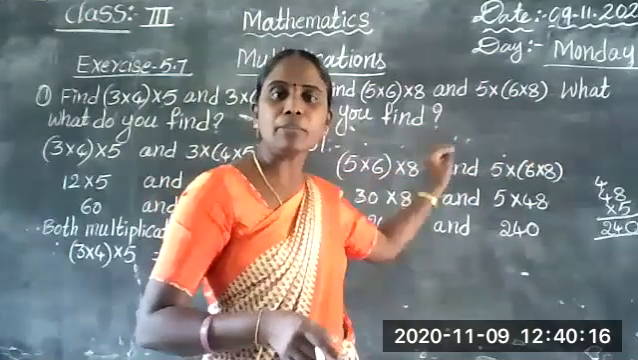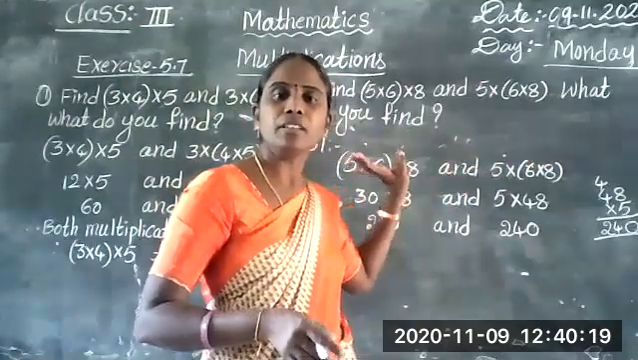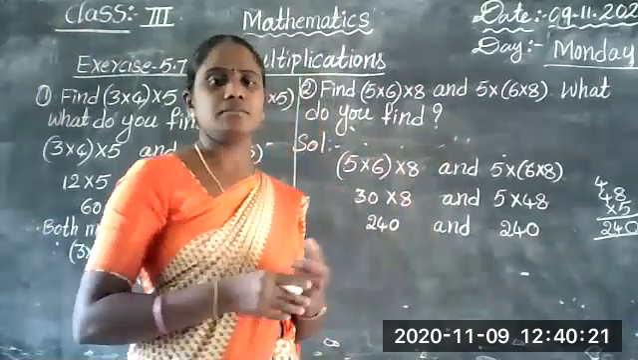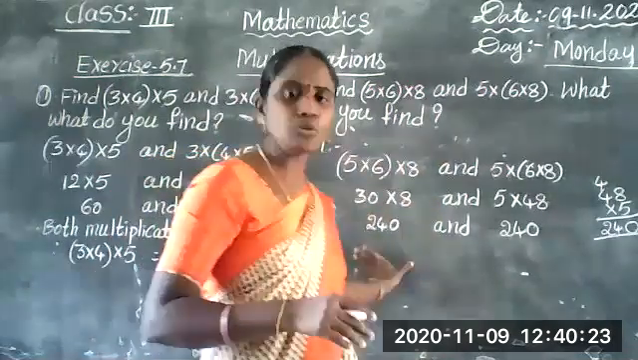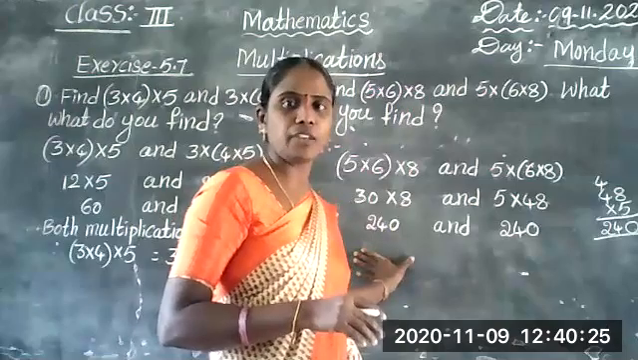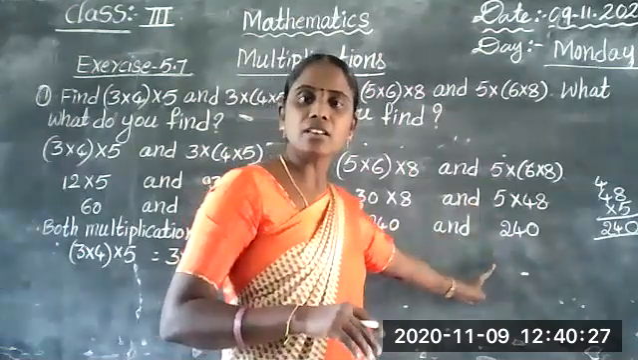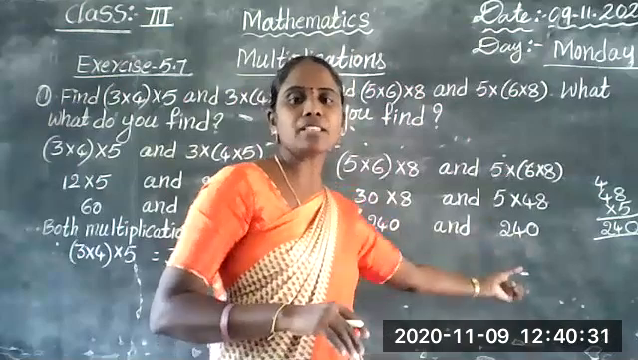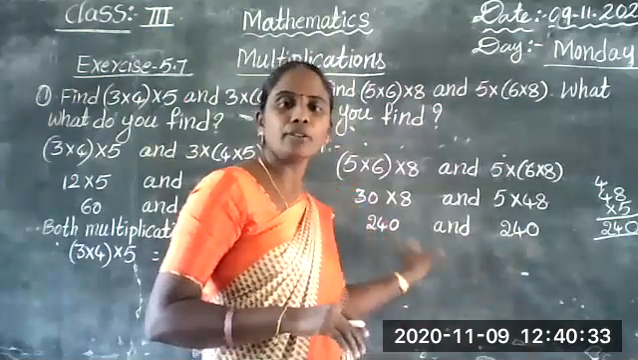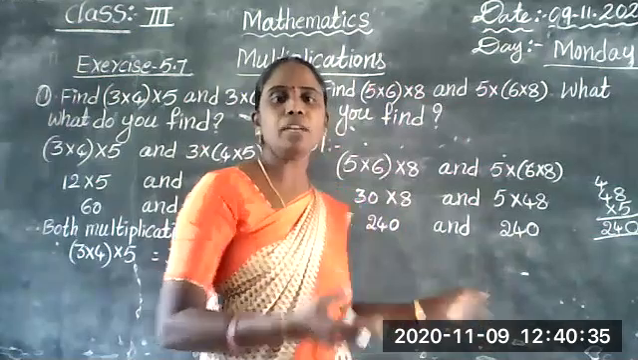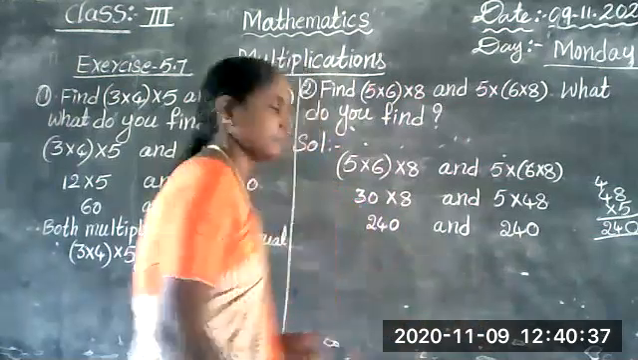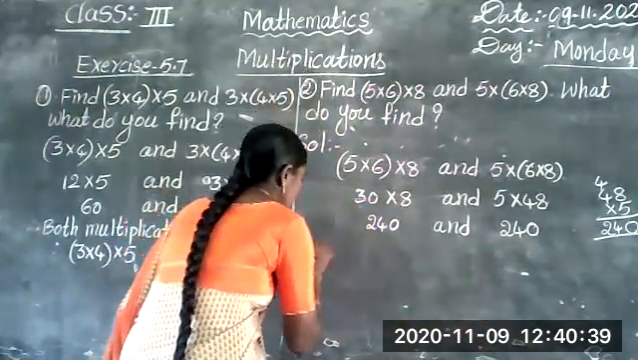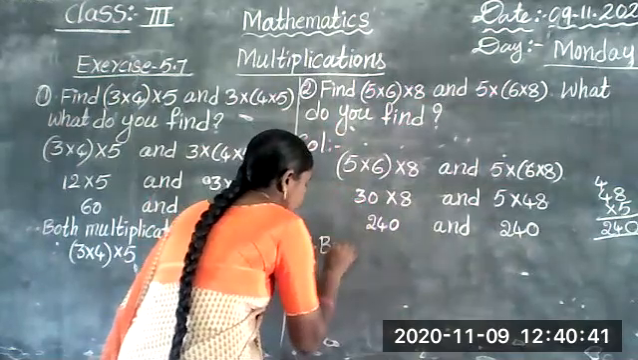Why are these multiplications equal? They get the same answer. In this multiplication the answer is 240, and in this multiplication also the answer is 240. That's why both multiplications are equal. So we have to write it with the equal symbol. Yes, both multiplications are equal.